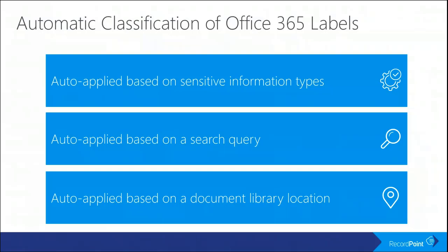So Office 365 provides three ways that you're able to do that. You can automatically apply a policy based on a sensitive information type. You can apply it based on the results of a search query. Or you could auto apply it based on a document library location, so if somebody puts a document in the document library, it is automatically labeled. Let's look into those in more detail.